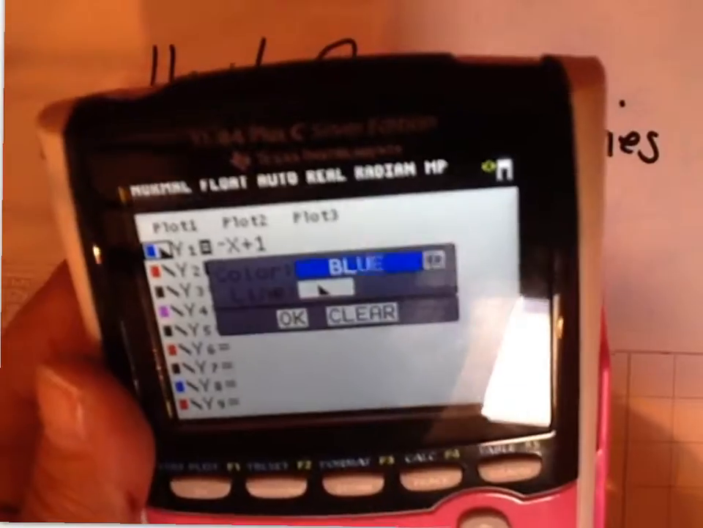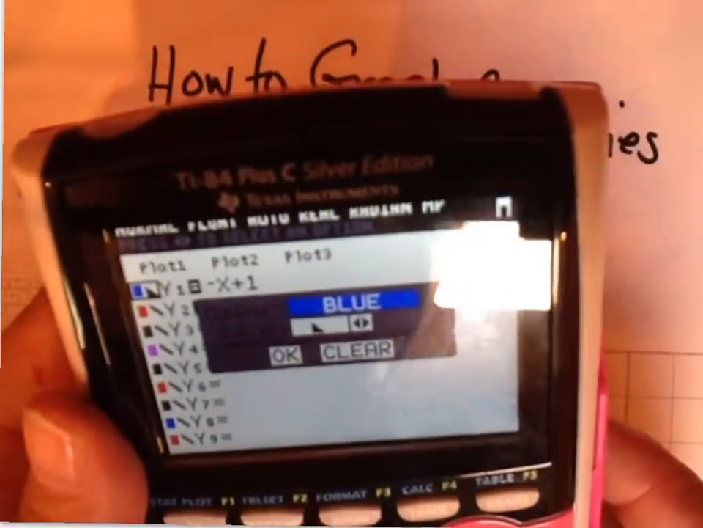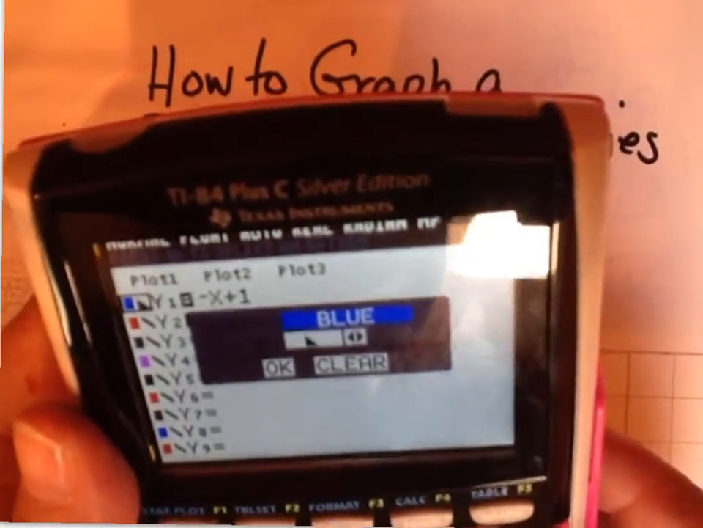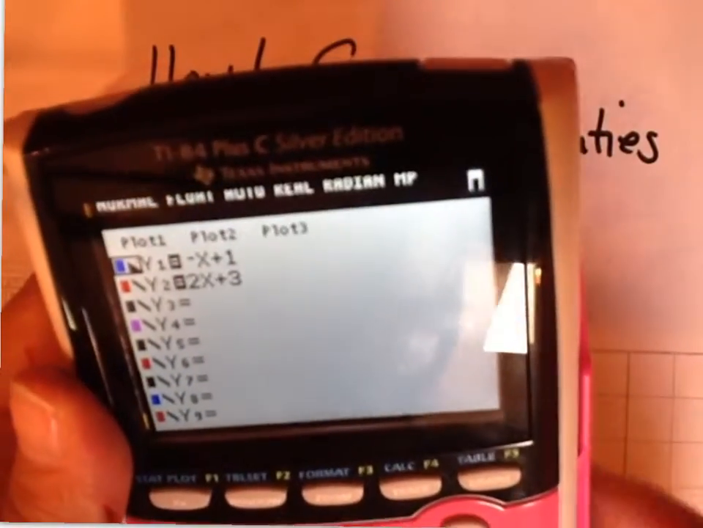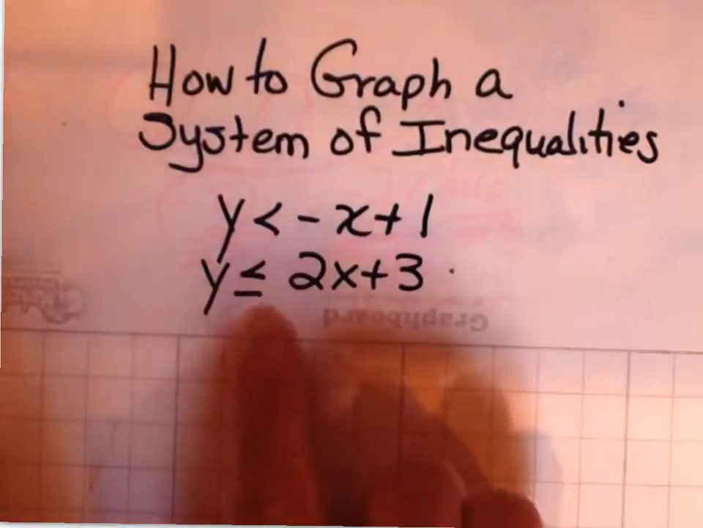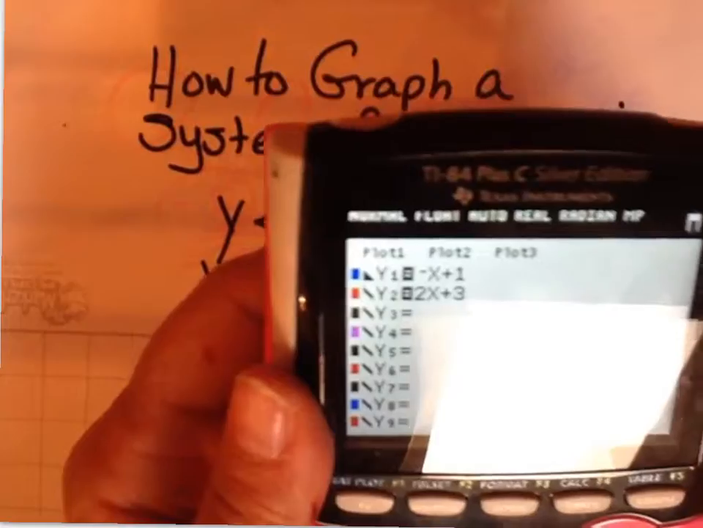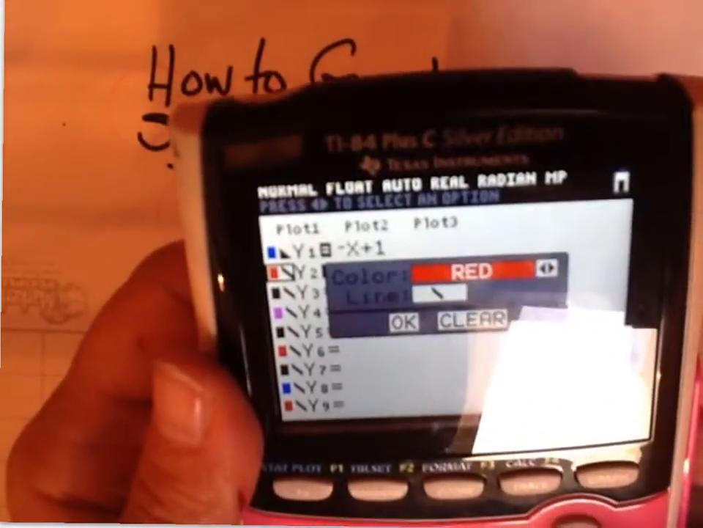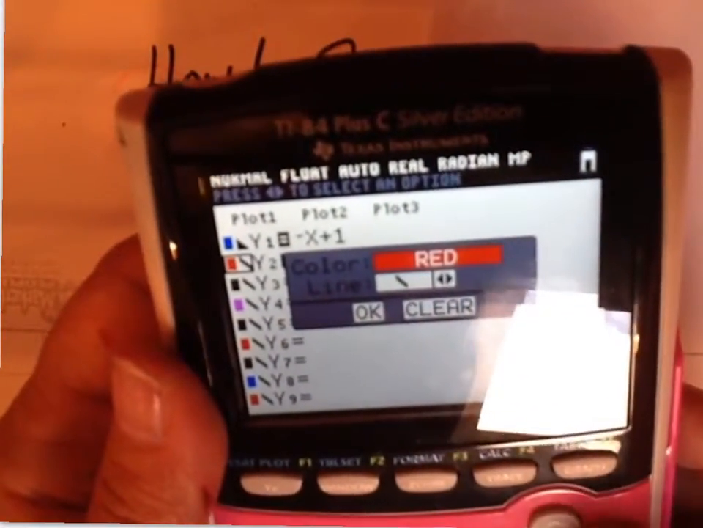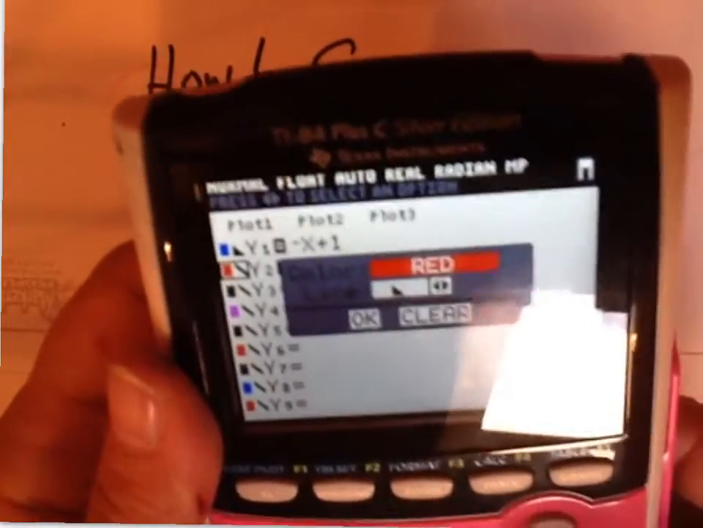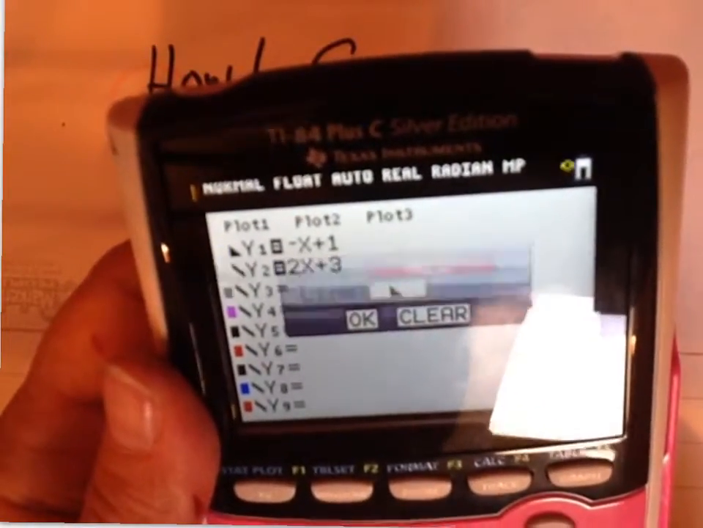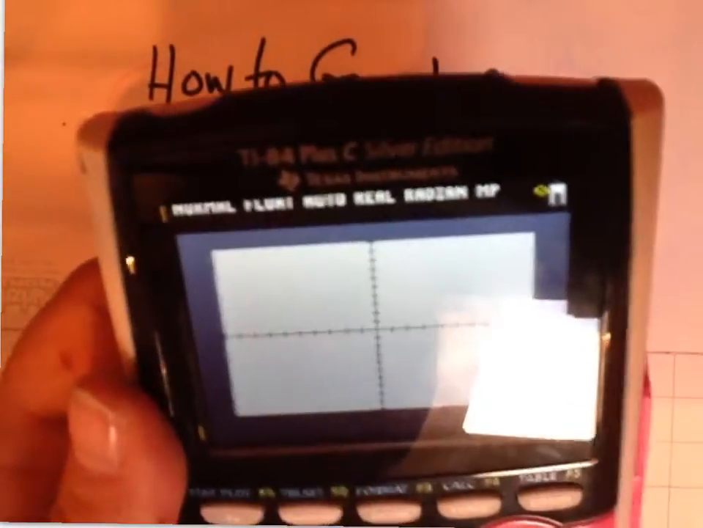Then I'm going to put my inequalities in. So I go over here and I hit enter. And I need less than. Less than is my triangle down low. So that's good. Then I'm going to go down to my next one, and it is also a less than. So I'm going to hit enter here, and I'm going to go down to my triangle down low. I'm going to go down to OK.